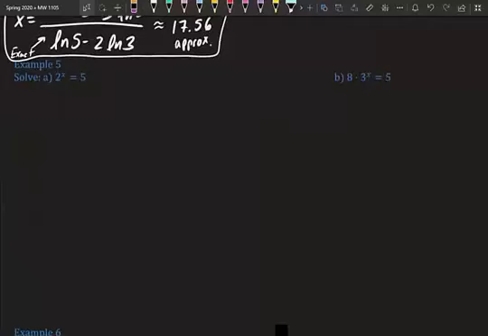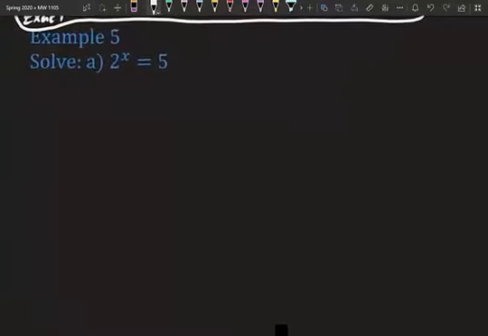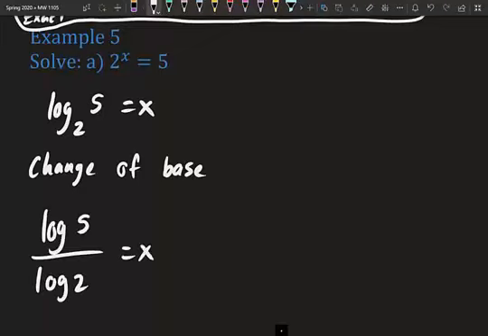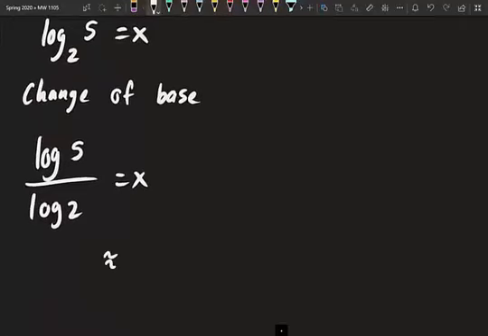So example 5, I cannot get these to be the same bases. 2 and 5, I can't have those be the same. 2 to the power of anything does not equal 5. It's going to be a decimal. We don't know it. So let's switch it to logarithm. We have log base 2 of 5 equals x. Now we do change of base. You can use ln or log, it does not matter. For this one, I'll use log. So we have log 5 over log 2 equals x. That's our exact answer. Plug that into our calculator, and we get about 2.32.